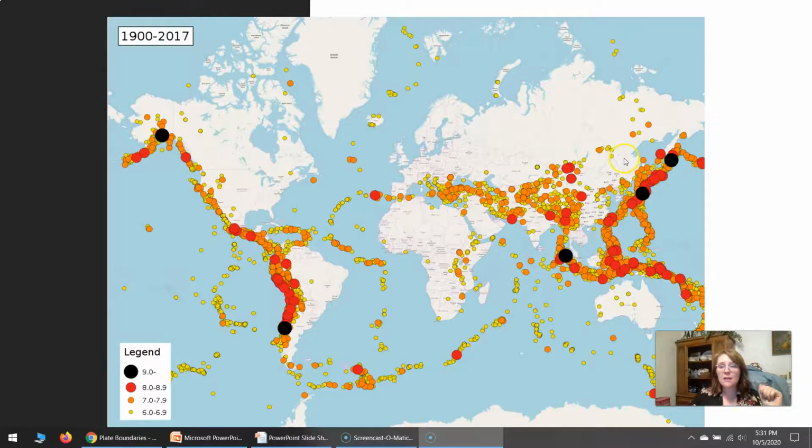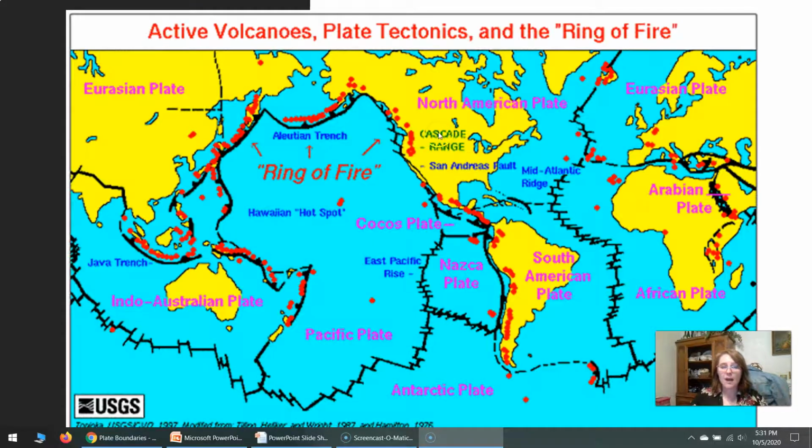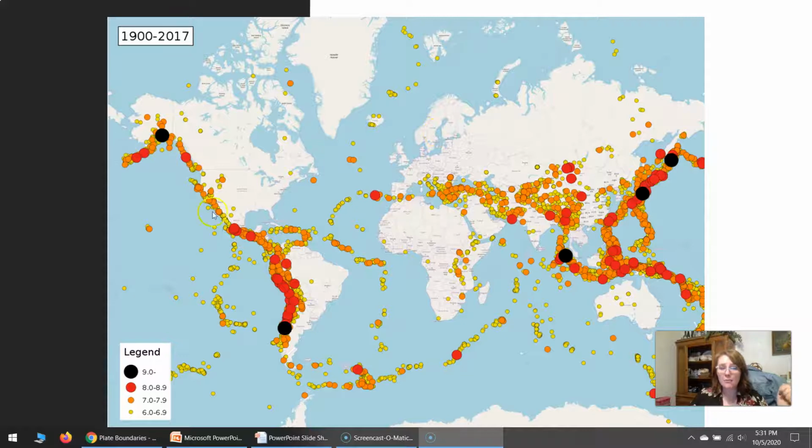And then here is a map of earthquakes. And again, you could line these up and see that along plate boundaries are where you're going to have the most earthquakes. So here in Las Cruces, we do not really get very many earthquakes. We do have some from time to time.